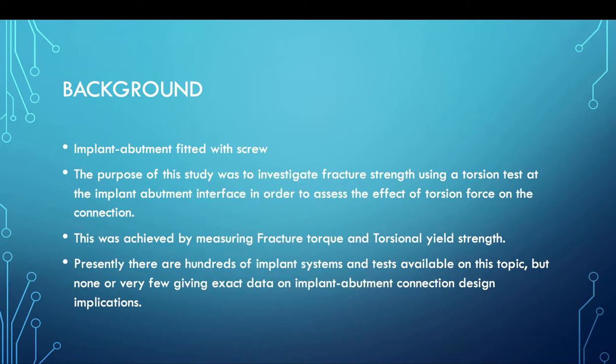The purpose of this study was to investigate fracture strength using a torsion test at the implant interface in order to assess the effect of torsion force on the connection. This was achieved by measuring fracture torque and torsional yield strength. Currently, there are hundreds of implant systems and tests available on this topic, but none or very few give the exact data on the abutment connection design implications.